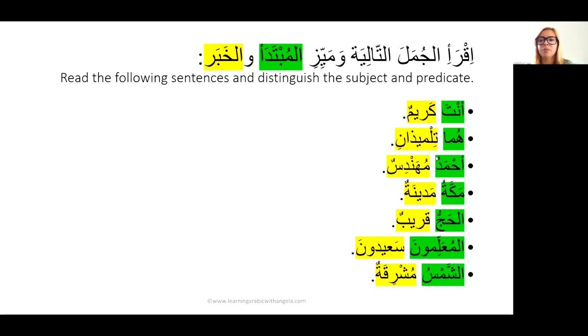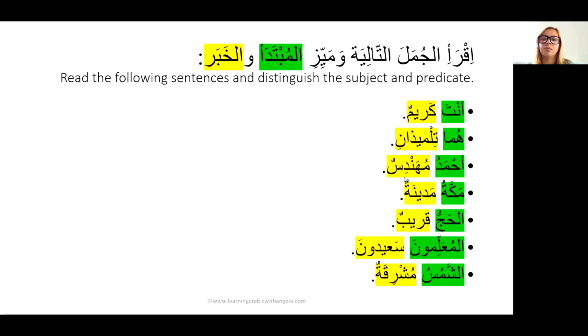But over here, if you look, Ahmadu takes dhamma, Makkatu takes dhamma, Al-Hajju dhamma. Now, Al-Muallimun, remember the sound masculine plural, we use the waw, and that's the sign in the nominative case. So we don't say Al-Muallimin, we say Al-Muallimun because it's in the nominative case. Ash-Shamsu with the dhamma. Same thing for the predicate, double dhamma. Over here in the dual, alif, because it's tilmithan, two students. We don't say tilmithain in the accusative. Tilmithan in the nominative.